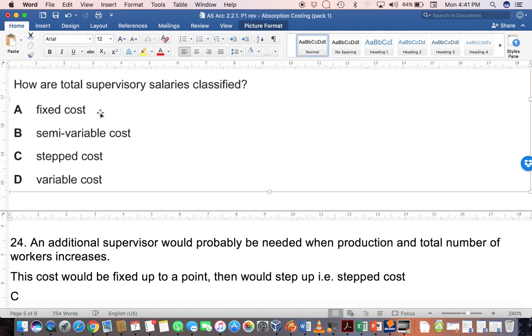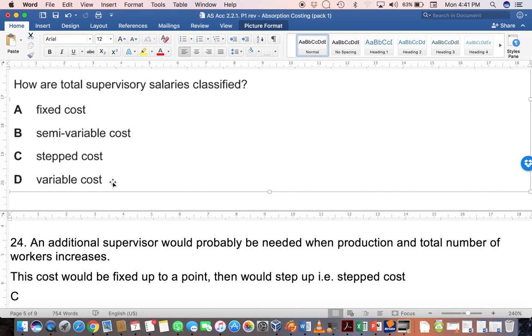A, fixed cost, would not apply, as that would mean that your supervisor cost is going to stay the same no matter how many you produce up to infinity. And so the fact that you're bringing in a second supervisor to increase capacity does not relate. Semi-variable means that some of the costs are fixed and some are variable, and this is not the case. Once you have increased the capacity, it is fixed for that period. However, because it was fixed at a lower amount for the smaller capacity, that is why it is a stepped cost.